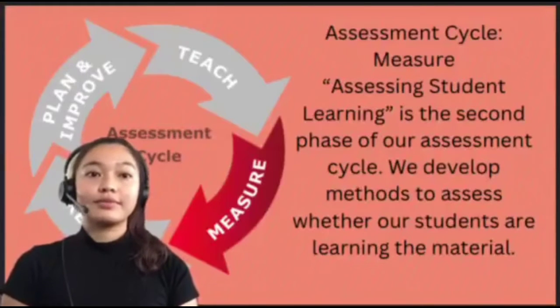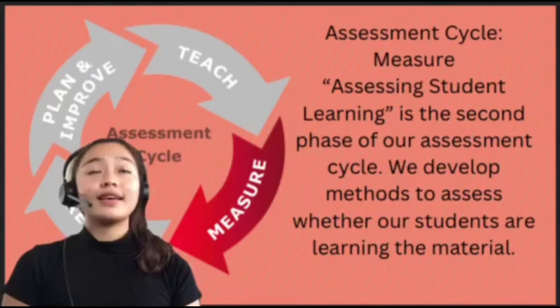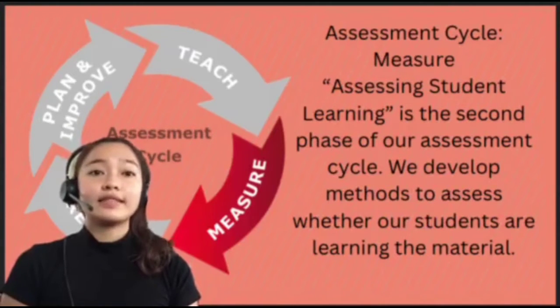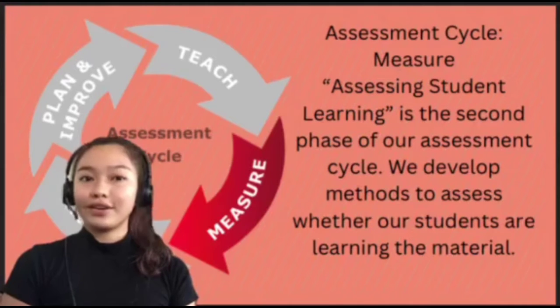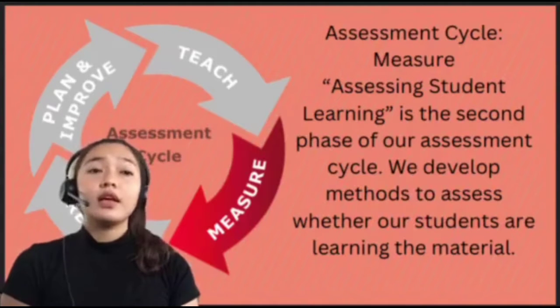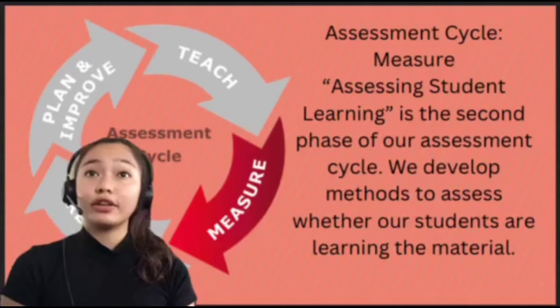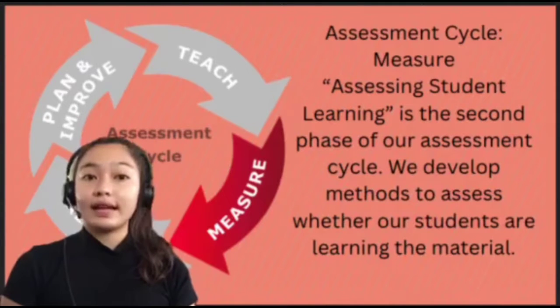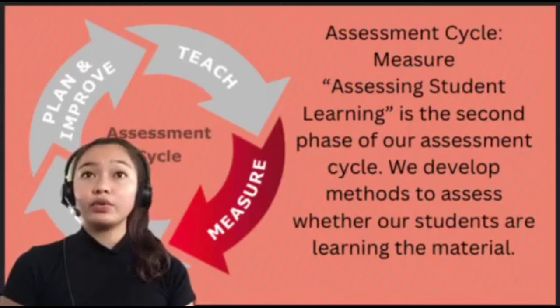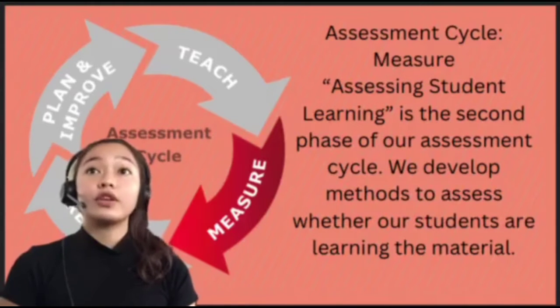Assessment cycle: measure. Assessing student learning is the second phase of our assessment cycle. We develop methods to assess whether our students are learning the material, select appropriate assessment measures, and assess the learning outcomes. There are multiple ways of assessing the learning outcomes, and they are usually selected and used. Although direct and indirect measures of learning can be used, it is usually recommended to focus on direct measures of learning. The level of students' performance for each outcome is often described and assessed with the use of rubrics.